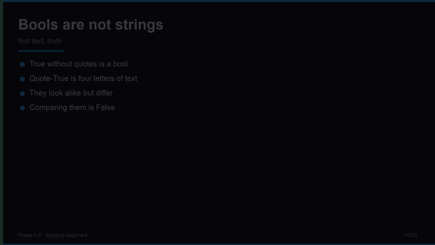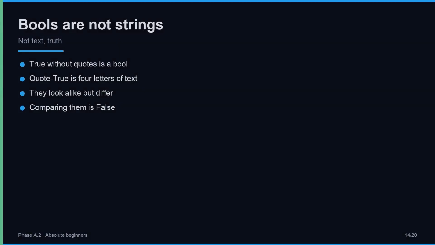Under every choice, a common confusion worth clearing now. The bool true is not the same as the string true written in quotes. One is a truth value, the other is 4 letters of text. They look alike on the page, but Python treats them completely differently. Comparing them, true equals quote true, is false, because they are different types. Keep the bool without quotes and the string with quotes, and you will never mix them up.